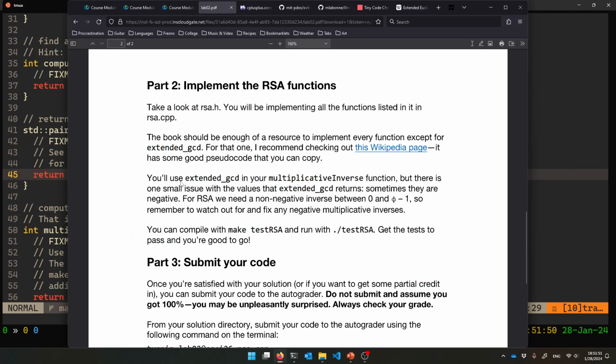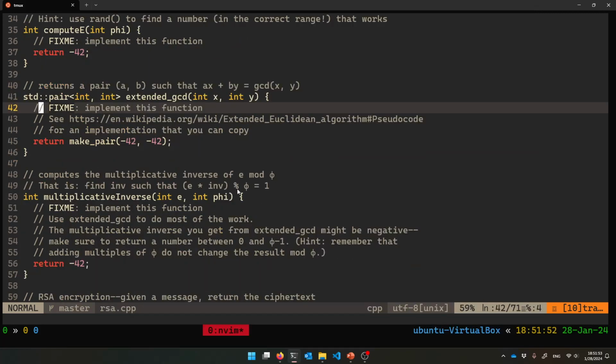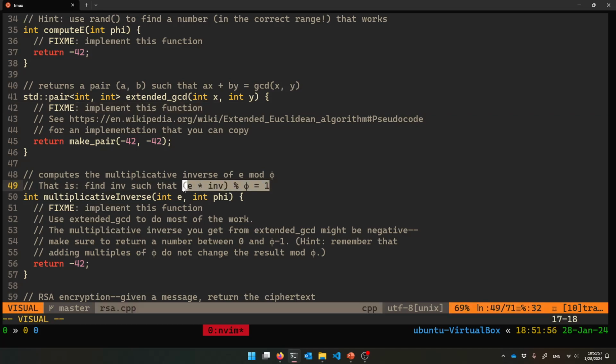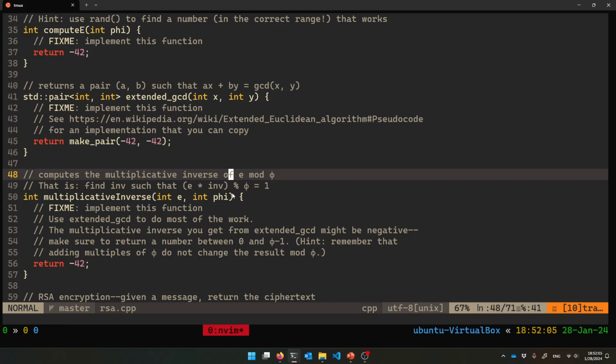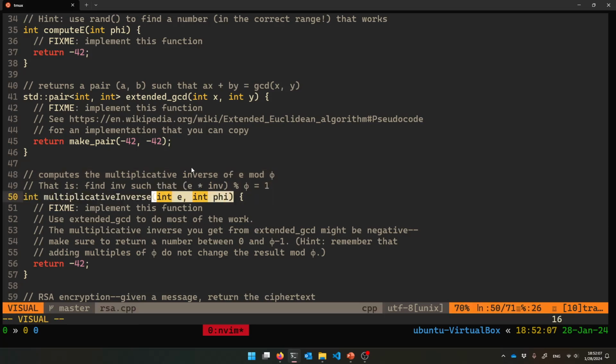So you'll use extended GCD in your multiplicative inverse function because you're going to try to find the inverse of something. So the extended GCD should be computing 1, of course, but you're going to find those two coefficients, and then you're going to pick out the coefficient that you needed, okay? Because 1's going to go away once you do the mod phi, okay?